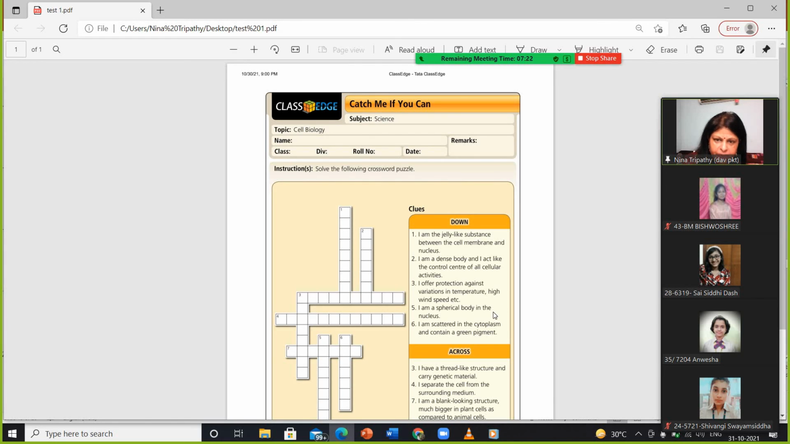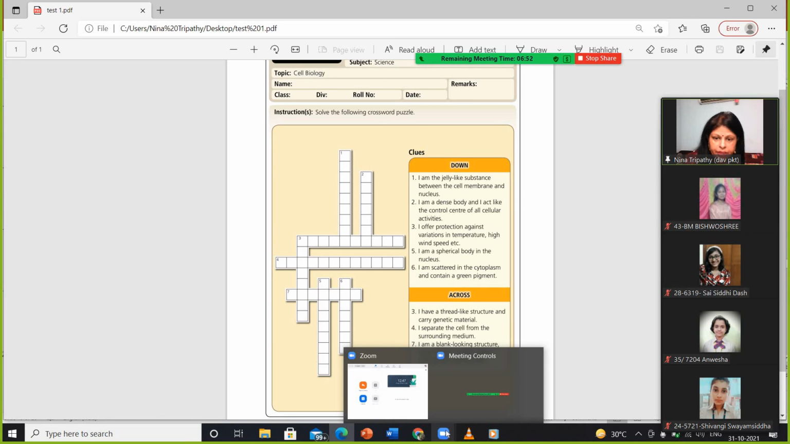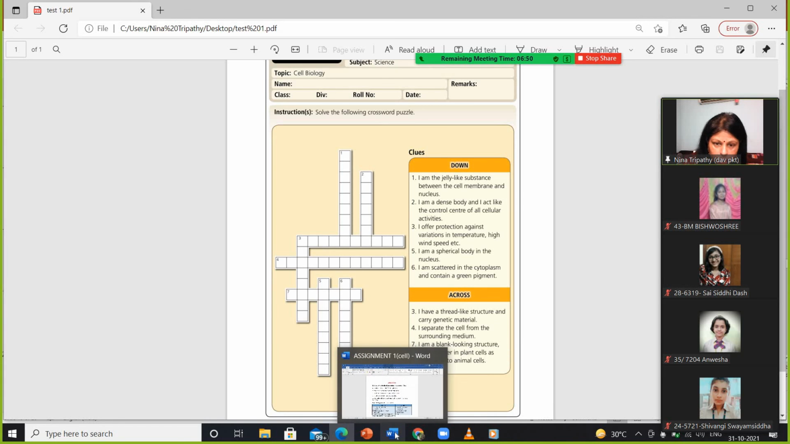I am stored in the cytoplasm and contain the green pigment. What is that? Okay, very good, chloroplast. I have thread-like structures and carry the genetic material. Yes, chromosomes. I separate the cell from the surrounding medium. What is that? Very good. I am a blank-looking structure and bigger in plant cells compared to animal cells. What is that? Good. Very, very good.